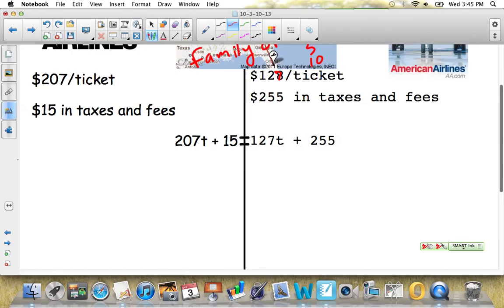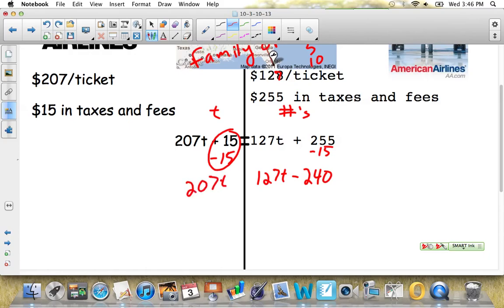So here's what we can do. Same thing we did before. Let's take and get all of the variables on one side. So I want all my t's over here and all my numbers over here. So let's start moving our numbers. Positive 15, the duplex here, so that's 0. That's gone. They canceled out. So I still have positive 240. Just going to bring down my 127t. Sorry. 207t minus 240. And then these canceled out, so I'm just left with 207t. Now we have just numbers over here.